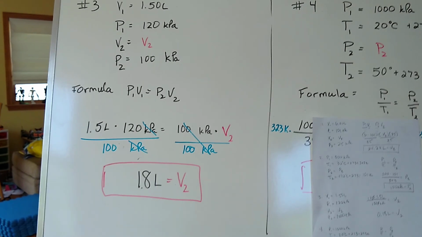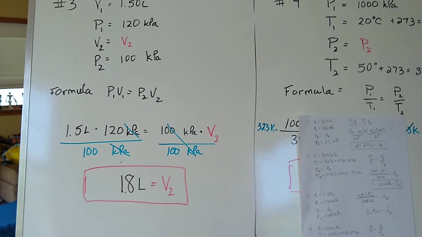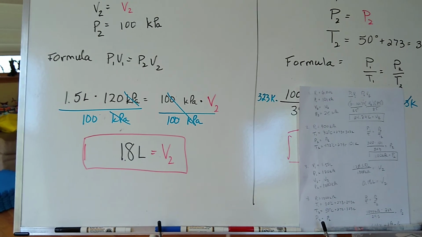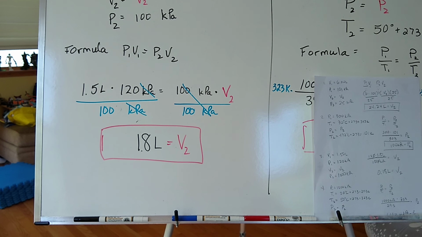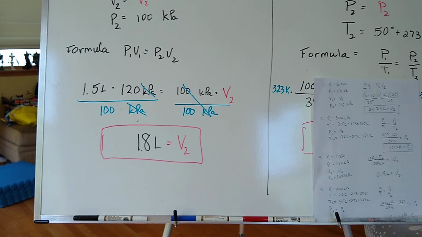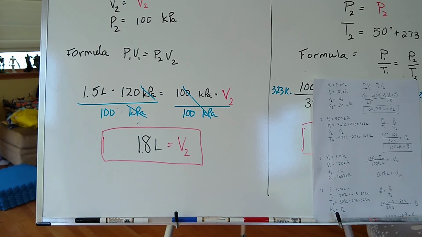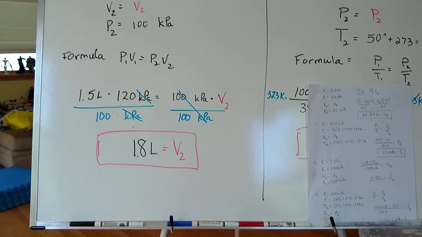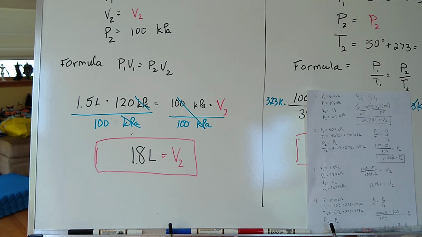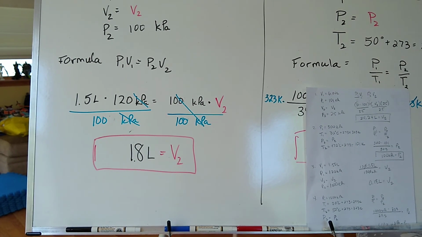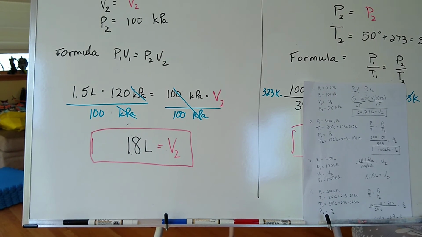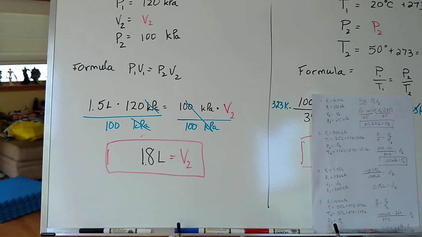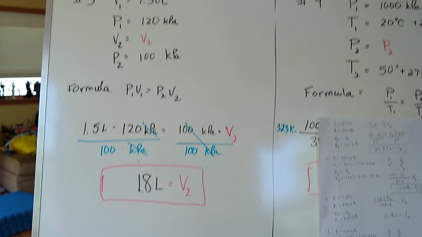Okay, so 100 kilopascals, not 1,000. I corrected my math. So your formula is P1V1 equals P2V2, 1.5 liters times 120 kilopascals equals 100 kilopascals times our unknown volume. Divide both sides by 100 kilopascals to isolate your unknown variable, and you get 1.8 liters for the new volume. Does the answer make sense?